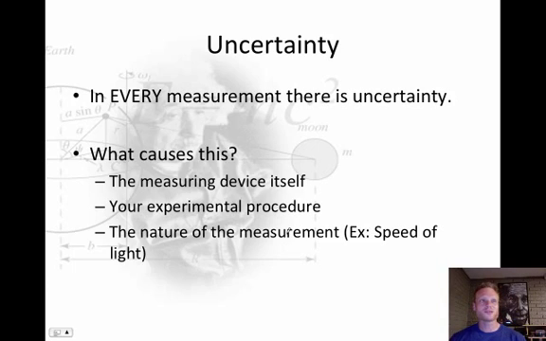Okay, so like let's say you're trying to measure the speed of light. That's kind of a tough task, and so that's a lot harder to measure than maybe the acceleration due to gravity on Earth. Okay, that's a lot easier to figure out than trying to measure the speed of light. Okay, so that also will cause uncertainty.